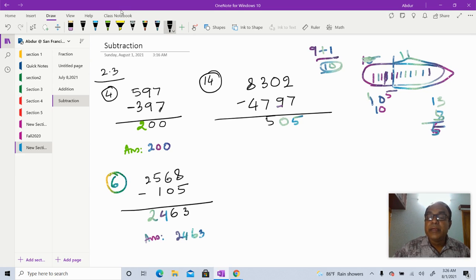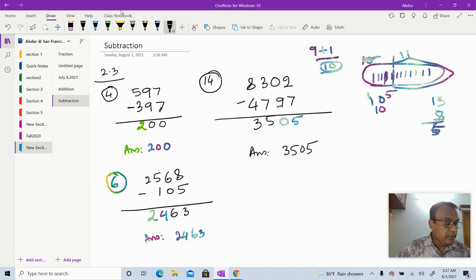And then you have 1 in your hand, so you add 1 to the 4, so it will be 5. So 8 minus 5 will be 3. So 8,302 minus 4,797 equals 3,505. So your answer will be 3,505. Okay. So this is another example.